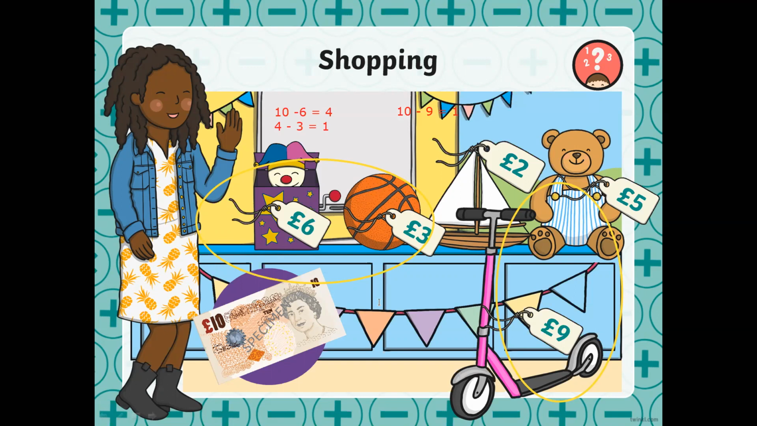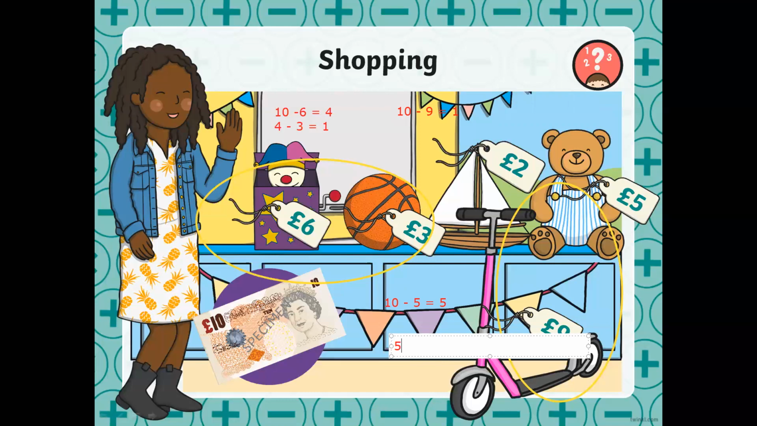If I didn't want to buy the scooter, let's try to buy the teddy bear. The teddy bear costs $5. So I will take away 5 from the 10 to give the seller $5, and he will give me the change. It will be 10 minus 5, so he will give me another $5. So now I have $5. Can I buy anything with $5? Let's see. I can buy the ship.